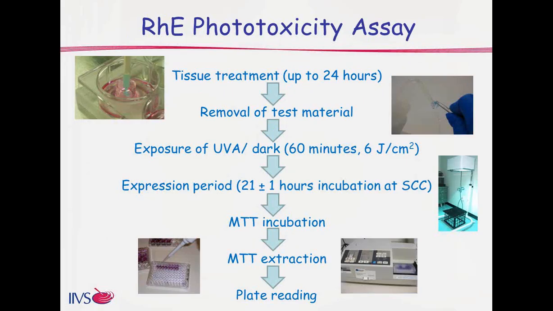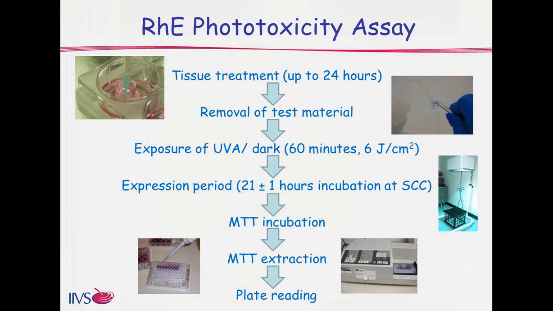Now moving away from the 3T3 monolayer and into the three-dimensional tissue model, here are some brief overview procedures. We're going to treat the tissues for up to 24 hours. That allows for penetration of the test article into the cells. And then after that 24-hour period, we'll remove the test material. This will ensure that we don't have any potential interference with the light.